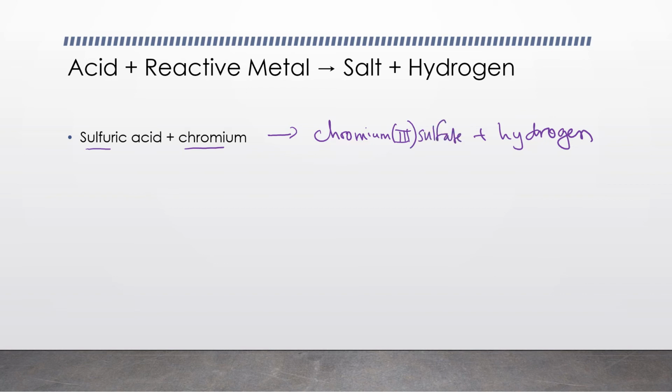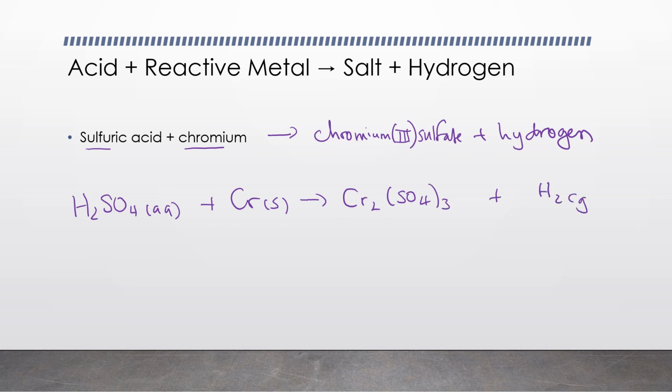Now let's write an equation. Sulfuric acid, which must be in solution, plus chromium, which is a solid, gives us chromium 3 sulfate. Now you have to use valence to write the correct formula. Plus hydrogen gas. Now we need to balance this equation.